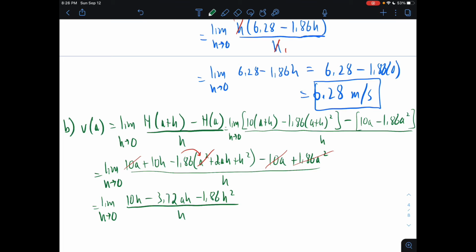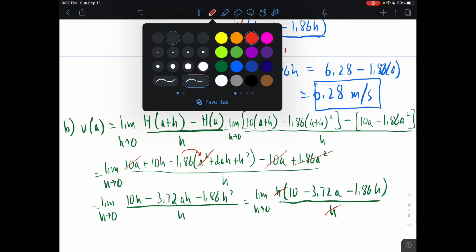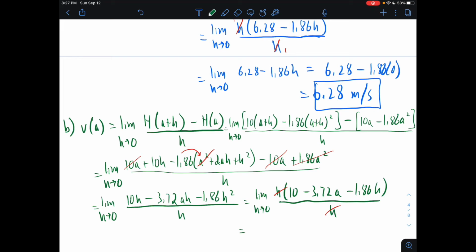And now here again, I'll just factor out an h from the numerator, just like we did before, and I'll have 10 minus 3.72a minus 1.86h, all divided by h. And I know that then I can cancel out the h factors. And then when I plug in h equal to 0 with my direct substitution step, I'm just going to be left with 10 minus 3.72a.